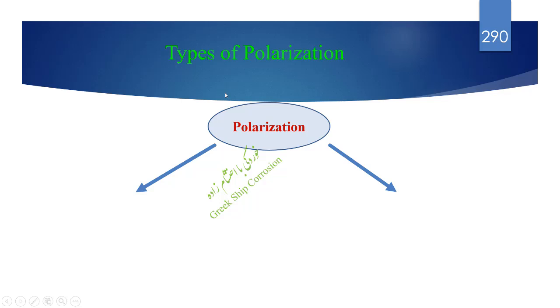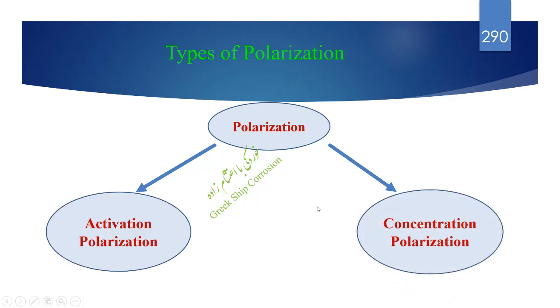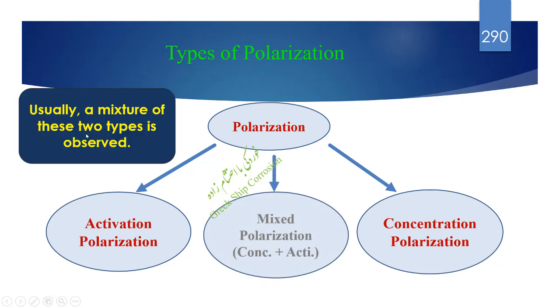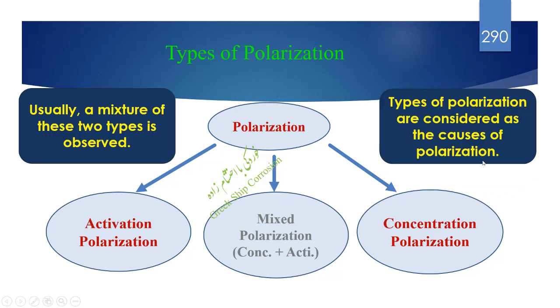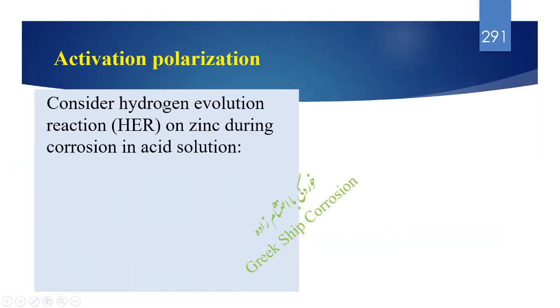Polarization is divided into activation polarization and concentration polarization. Usually, a mixture of these two types is observed. Types of polarization are considered as the causes of polarization. Activation polarization. Consider the hydrogen evolution reaction on zinc during corrosion in acid solution: 2H+ + 2e- yields H2.